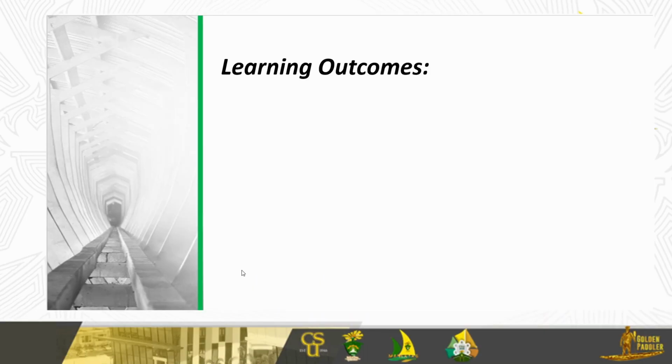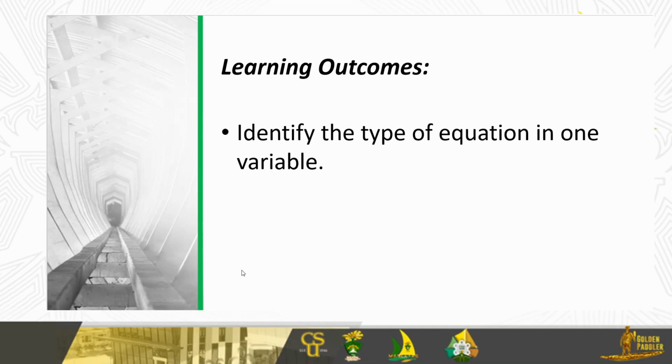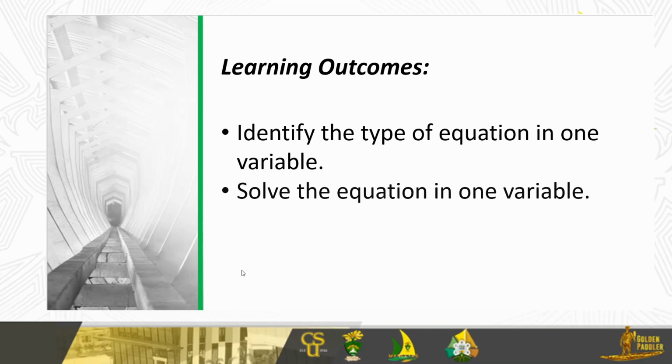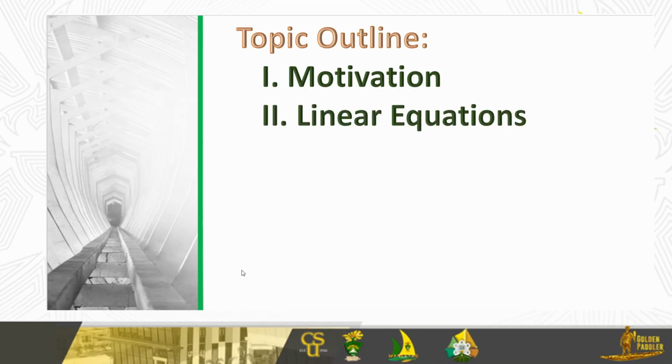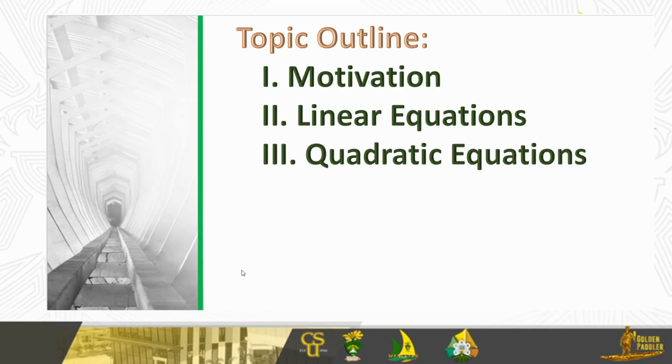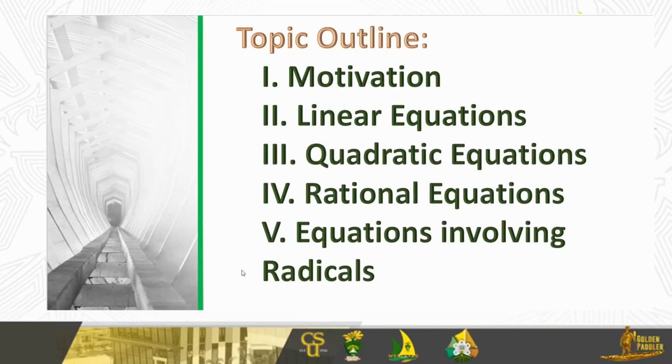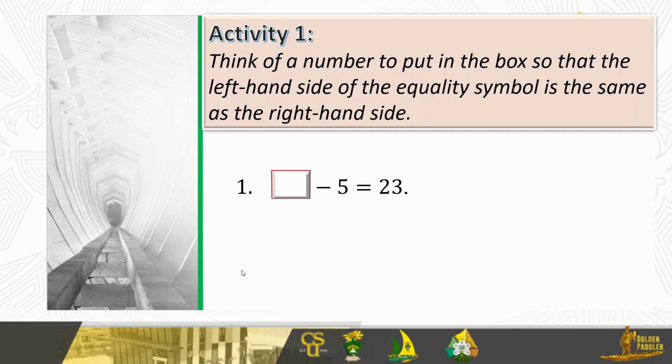I hope that at the end of this lesson, you will be able to identify the type of equation in one variable, solve the equation in one variable, and check the solution. My discussion has 5 parts, and they will be presented in the following order, starting with a motivation. Then, we will have the different types of equations in one variable, such as the linear equations, quadratic equations, rational equations, equations involving radicals. Now, let's begin by playing a simple game.